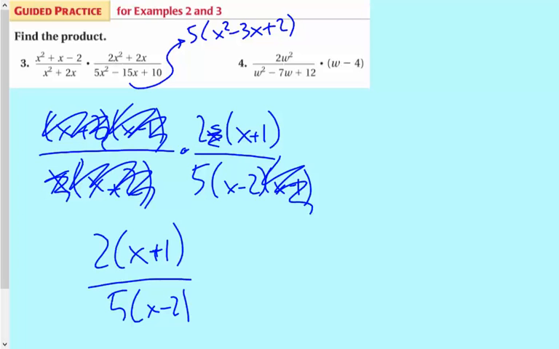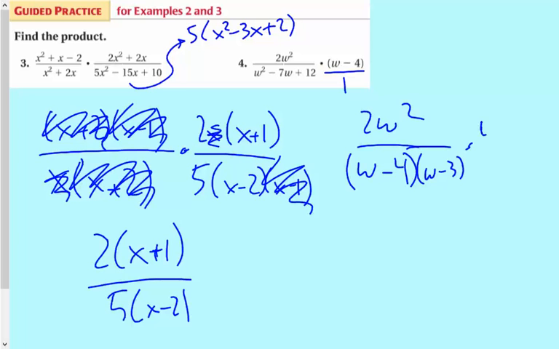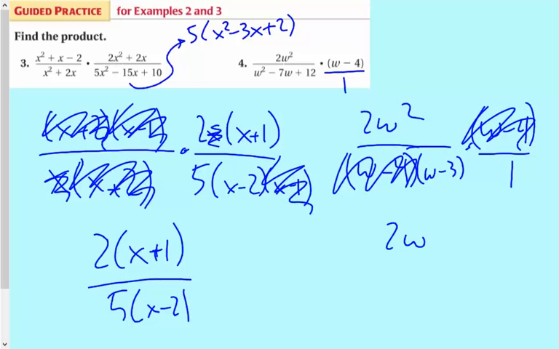They're kind of fun questions. I'm going to put this over 1. Let's see, the only thing I have to factor is the bottom there, so that's kind of nice. Everything else is already done. W minus 4, and then w minus 3 times w minus 4 over 1. And the w minus 4 is reduced. So I have 2w to the second over w minus 3.